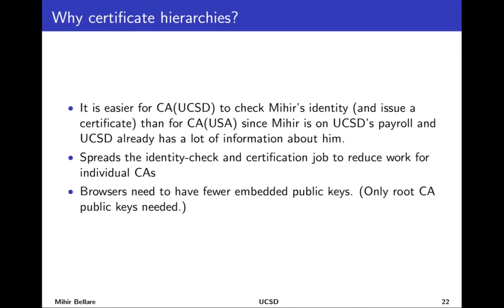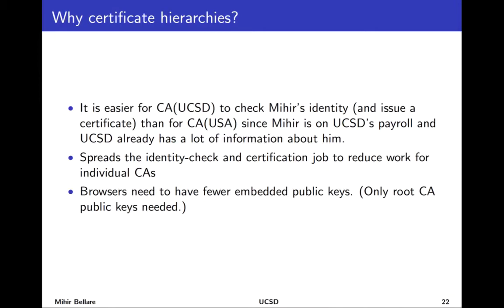Why do we do these things? Well, there's a bunch of reasons. One reason is that maybe identity and binding checks are easier for a local CA. So for example, UCSD may find it easy to issue me keys because they know my identity, I'm on their payroll and things like that. The other is just to reduce some workload and spread things out.